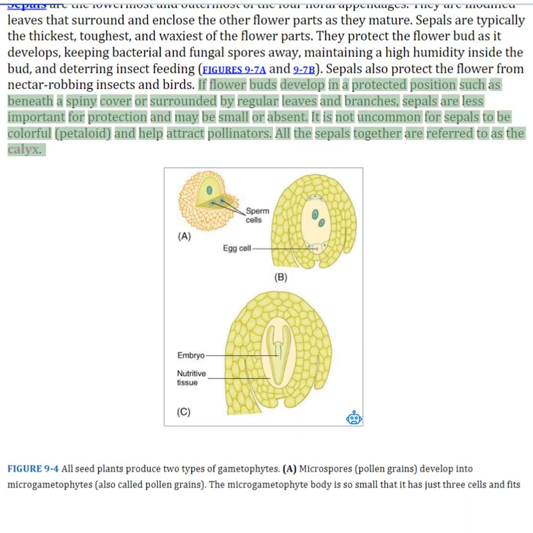If flower buds develop in a protected position such as beneath a spiny cover or surrounded by regular leaves and branches, sepals are less important for protection and may be small or absent. It is not uncommon for sepals to be colorful and help attract pollinators. All the sepals together are referred to as the calyx.